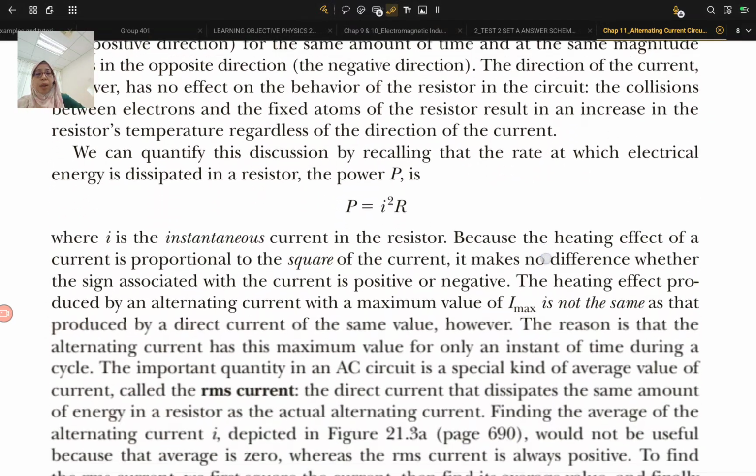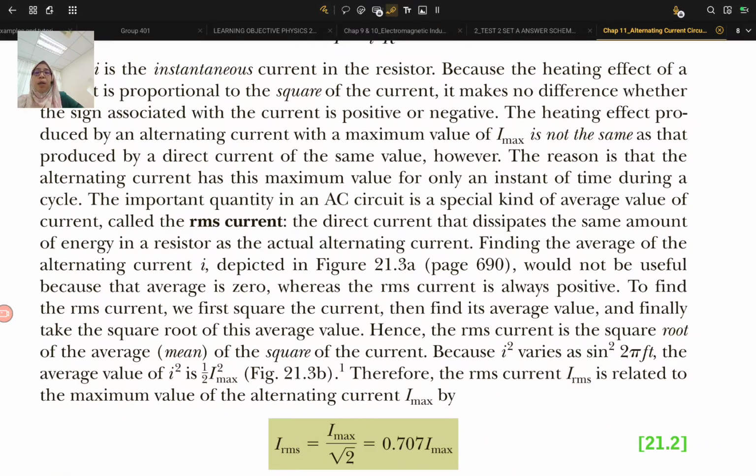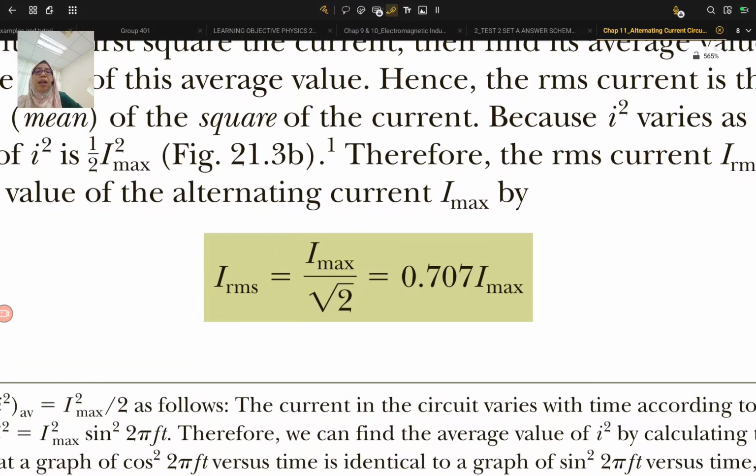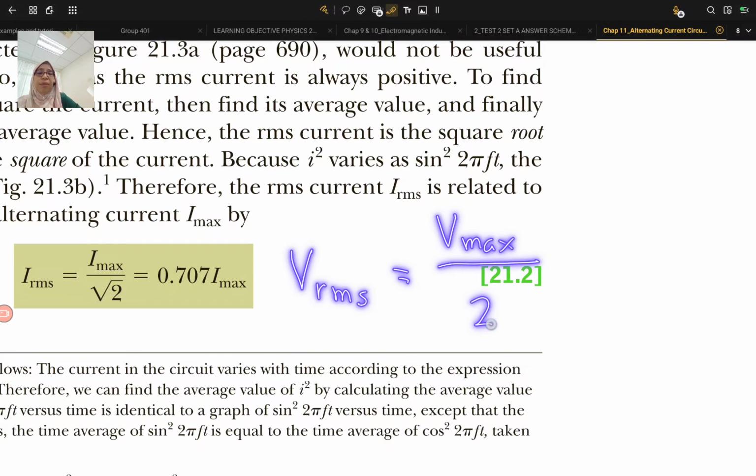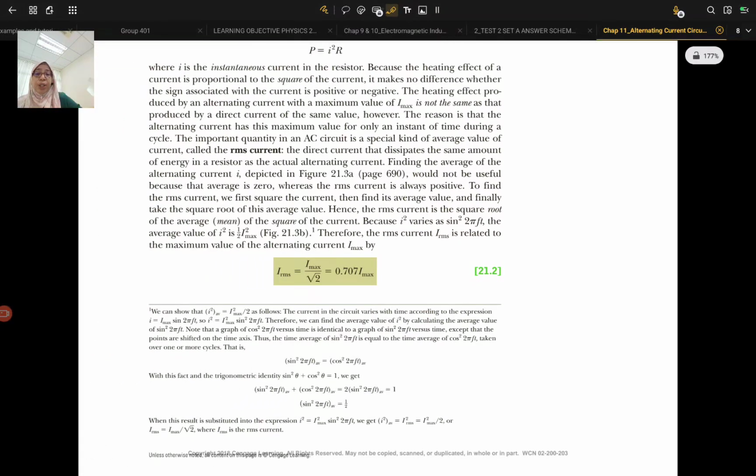Maknanya I dia berubah. So due to that, when we treat it in terms of the calculation, it's as well important to note there is an average value of current, which we call RMS current, RMS current. So to get this RMS current is actually half the maximum, but yet with a square root. And therefore this expression is as well valid if, let's say, you are talking about VRMS, voltage RMS, which is an average value as well, which is going to be V maximum divided by 2, which is half, but with a square root. So hopefully you see the correlation.